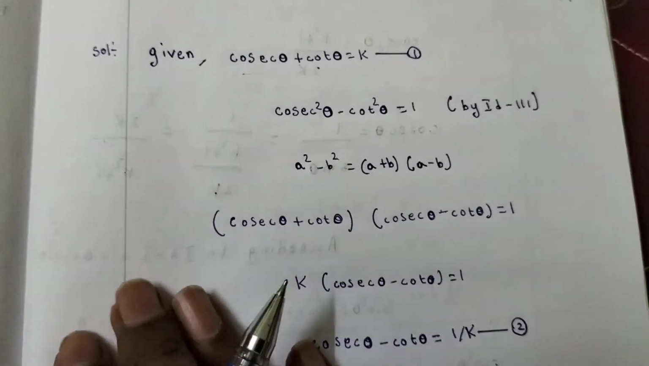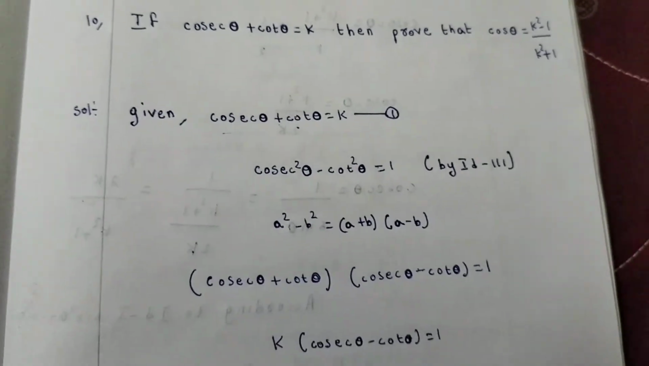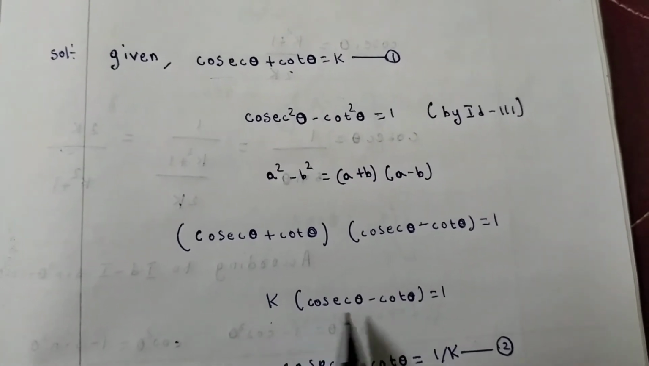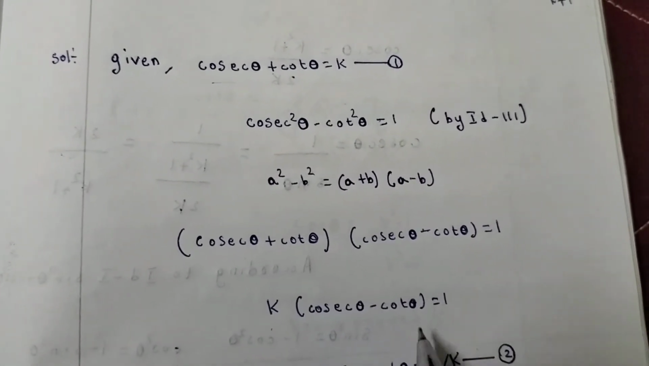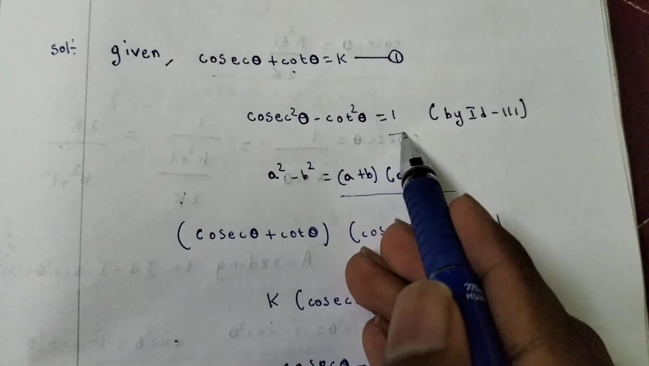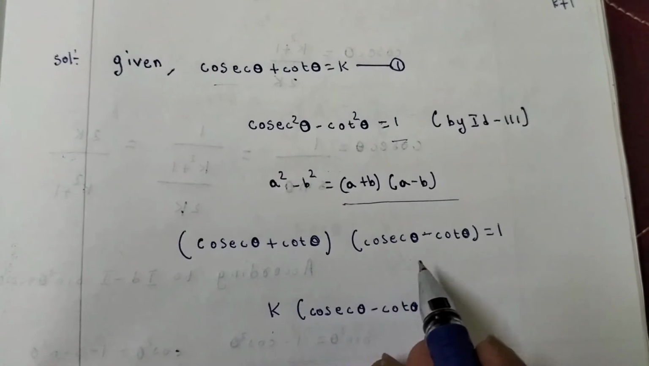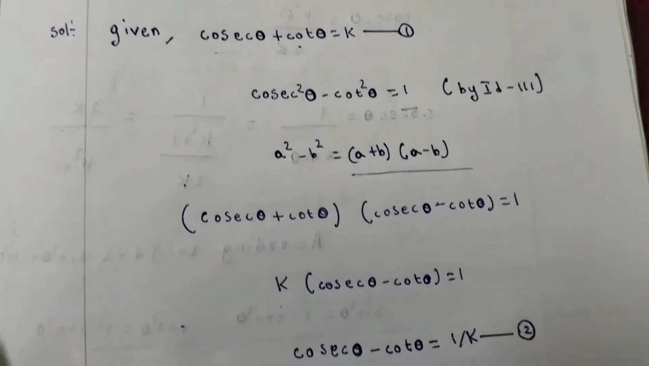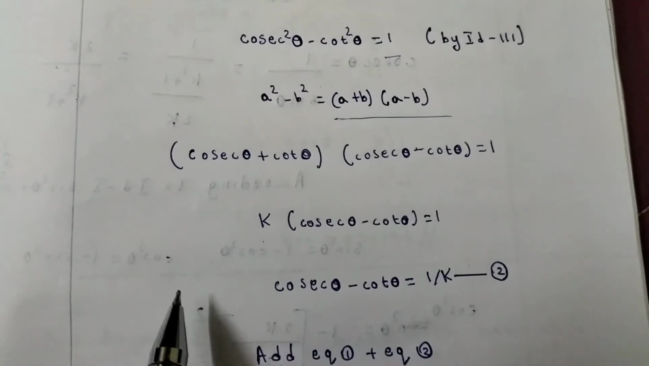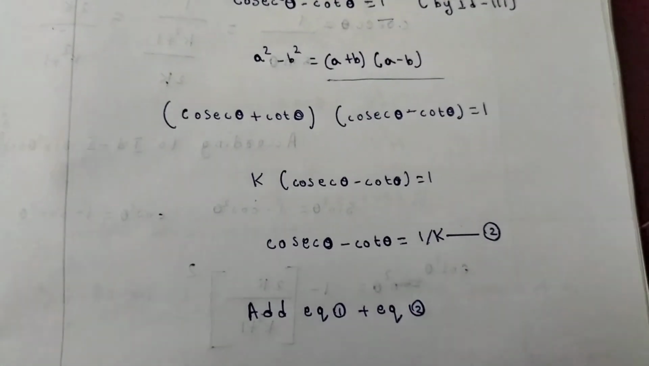Cosecant theta plus cot theta: he gave us this relation, that cosecant theta plus cot theta is equal to k. So you can substitute k for cosecant theta plus cot theta. K into cosecant theta minus cot theta is equal to 1. I just wrote this in the form a plus b into a minus b, so that also becomes 1, that is cosecant square theta minus cot square theta. So k into cosecant theta minus cot theta is equal to 1. Now transposing this k to the other side, cosecant theta minus cot theta is equal to 1 by k. Think of this one as equation number 2.